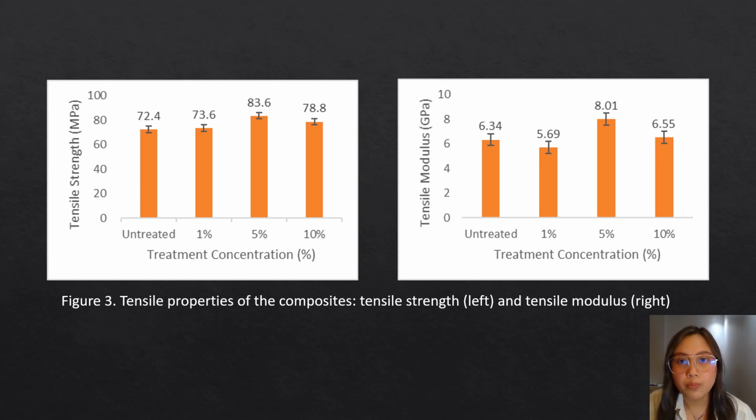tensile modulus. For the lowest result in tensile strength, the untreated has the lowest at 72.4 megapascals, and the lowest in tensile modulus is the 1% treated fibers, which has 5.69 gigapascals. Based on the data gathered, 5% is the best concentration.